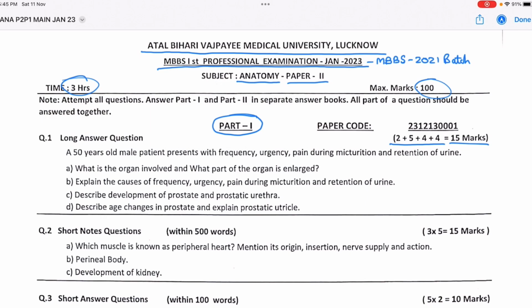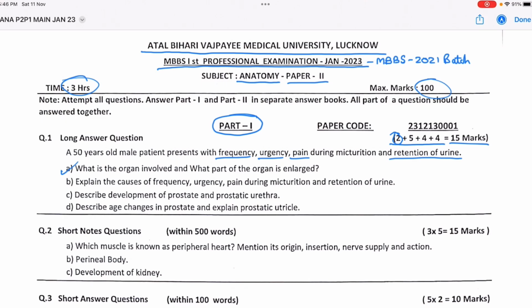A 50-year-old male patient presents with frequency, urgency, pain during micturition, and there is retention of urine. Now, what is the organ involved and what part of the organ is enlarged? See, it's of 2 marks, right? So you just have to write whatever is being asked. Don't bother about writing and describing much. That saves time.